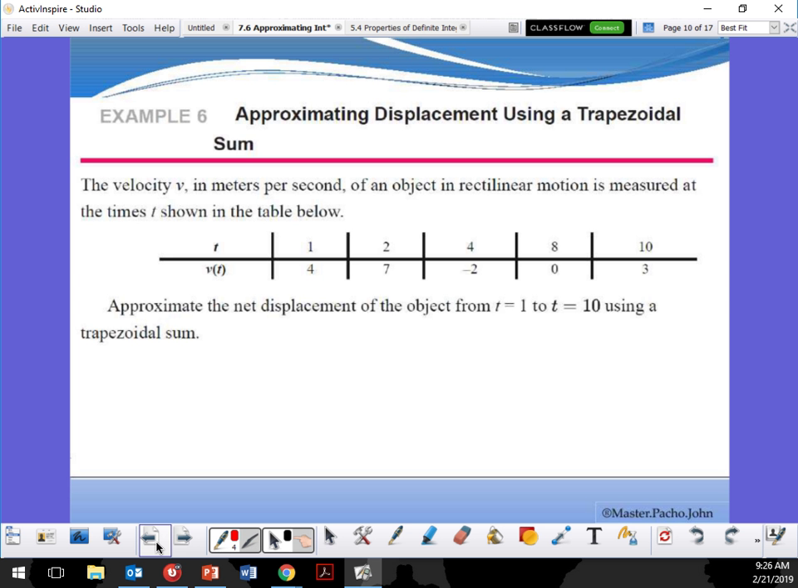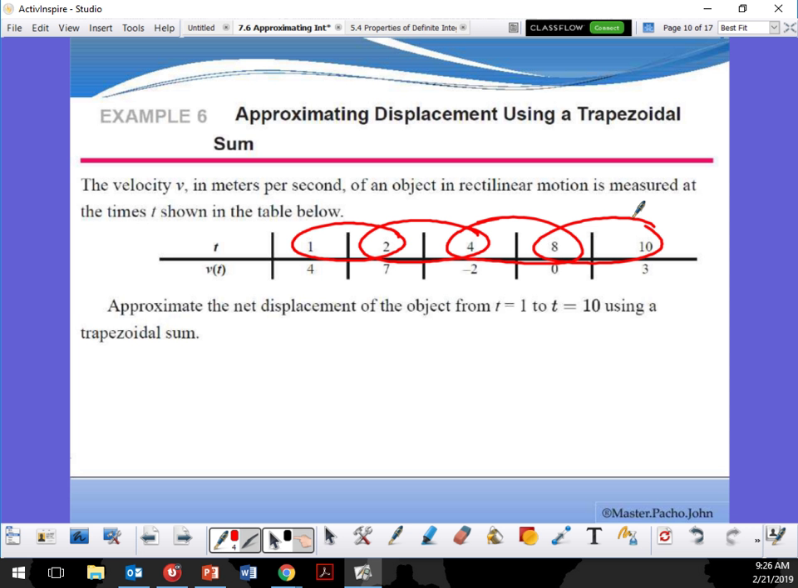All right. So let's see. Approximate the displacement of the object from 1 to 10 using trapezoidal sums. Now, is the delta x uniform? No. In this case, it's delta t, right? Is it uniform? Look at here to here. Okay, so it's not uniform. On that previous problem, it was uniform, so I could factor that out to make this easier, right? But because it's not uniform, I have to do each piece individually.